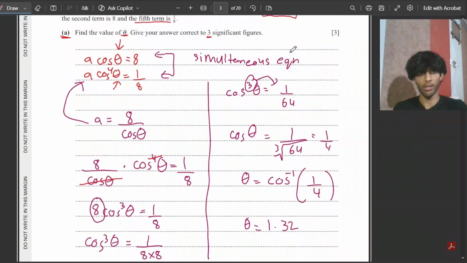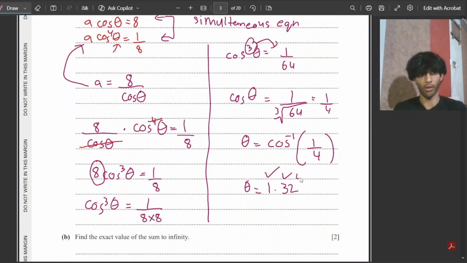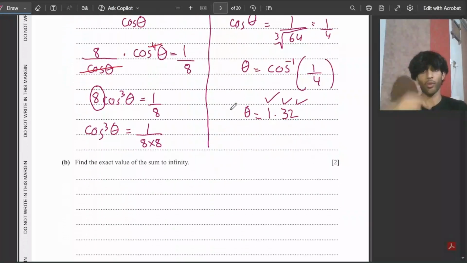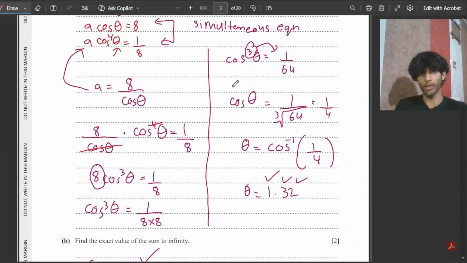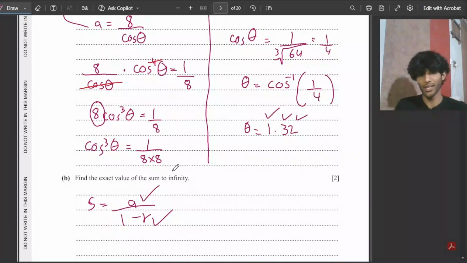They say 3 significant figures, so we have 1, 2, and 3 significant figures over here. Part 2 says, find the exact value of the sum up to infinity. And the way we basically do this is we have this equation s equals a over 1 minus r. So we need the value of a, we need the value of r, and then we can just put that in this formula. Now, we go to the first part. That's going to help us to find the value of a and the value of r.